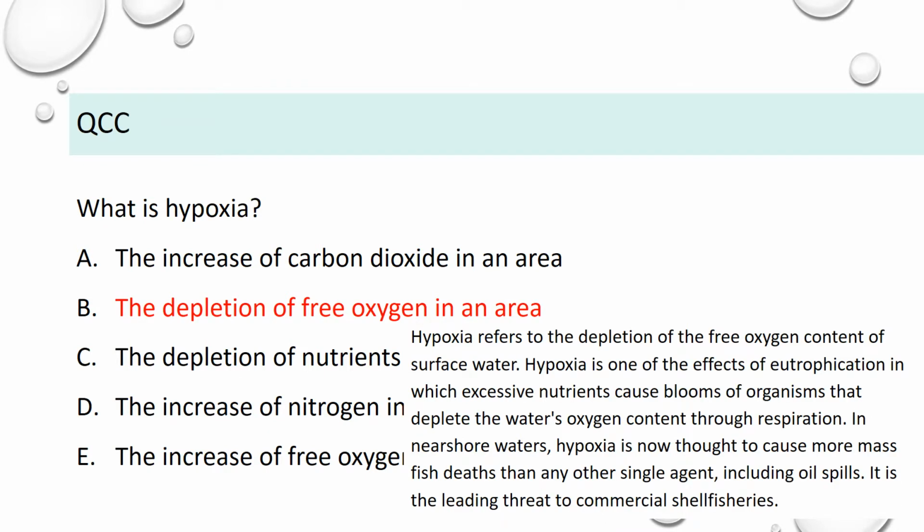If you answered B, the depletion of free oxygen in an area, you answered it correctly. Hypoxia refers to the depletion of the free oxygen content of surface water. Hypoxia is one of the effects of eutrophication in which excessive nutrients cause plumes of organisms that deplete the water's oxygen content through respiration. In nearshore waters, hypoxia is now thought to cause more mass fish death than any other single agent, including oil spills. It is the leading threat to commercial shell fisheries.